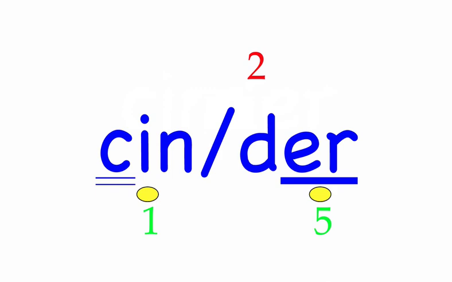Disown. Disown. The father did disown his only child. Disown. Dis, three sounds. D, I, S. Own, two sounds. O, N. Disown. Mark the word.